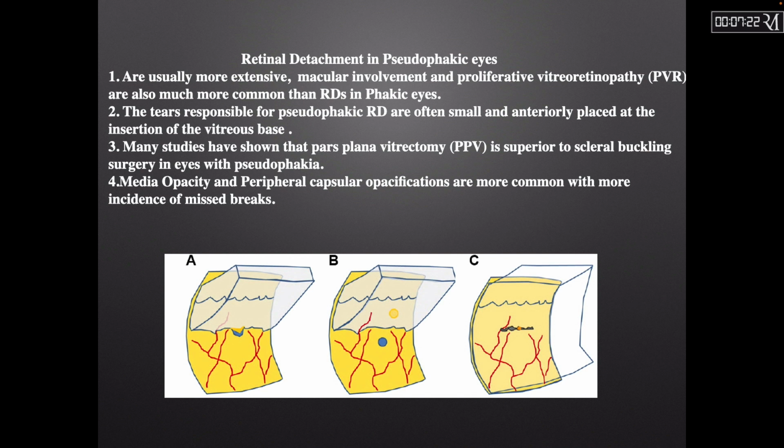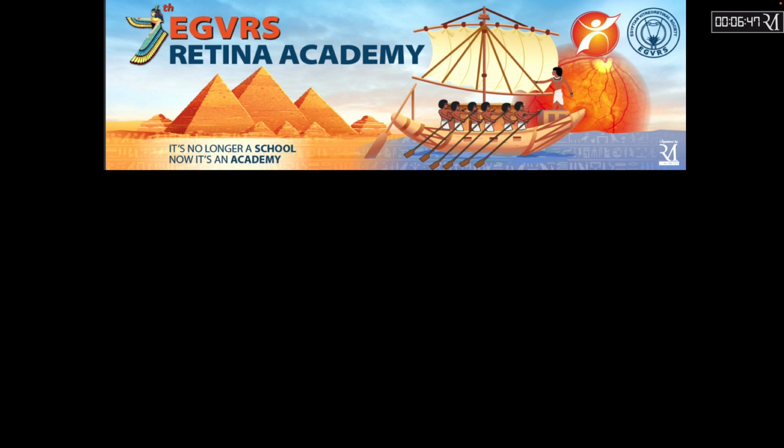by PVR very easily. The tears responsible for pseudophakic retinal detachment are usually small and flap tears at the area of the vitreous base. Many studies had shown that pars plana vitrectomy is superior to scleral buckling in eyes with pseudophakic retinal detachment. However, media opacity and peripheral capsular opacification, which is common in pseudophakia, can interfere with the observation of the breaks, which is the primary essential point to treat the pseudophakic retinal detachment.